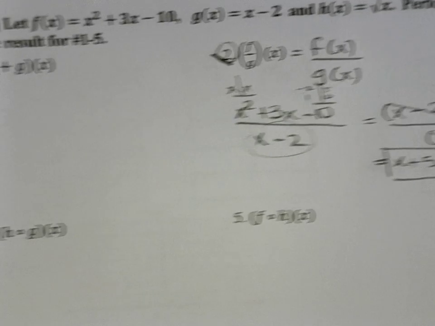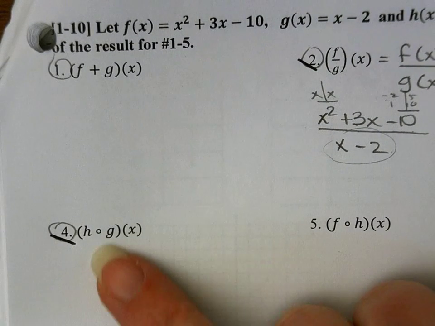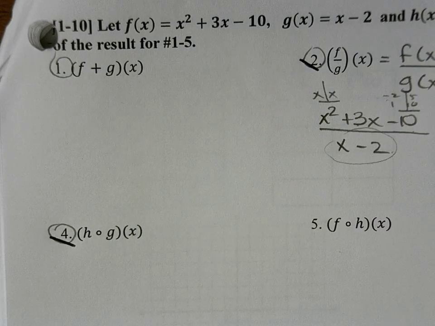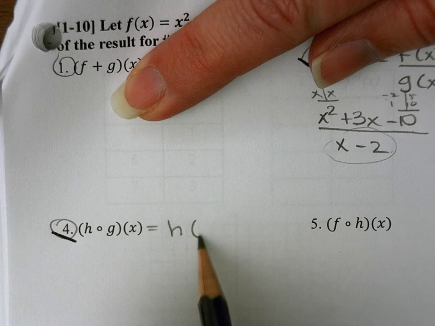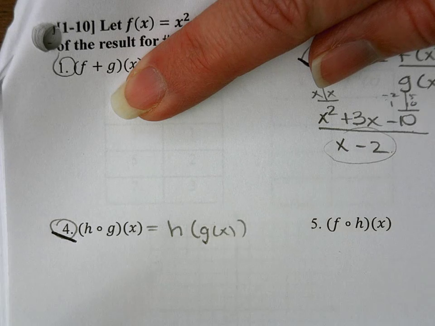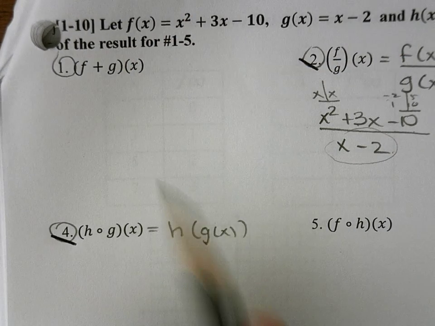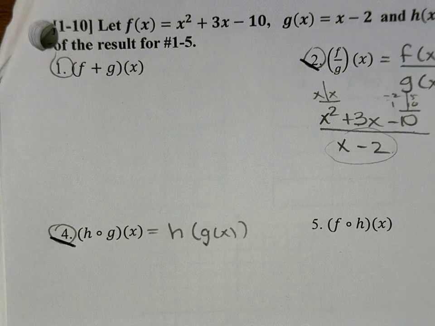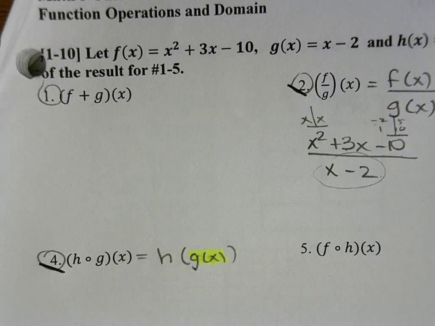And then for question number 4, I'm looking to do a composite function, right? That's what the open dot means, so I want to rewrite that. This would be the same as h of g of x. So now I want to do substitution. I want to see what g of x equals. I'm looking to replace this with an expression, right? I don't want to leave it as g of x.